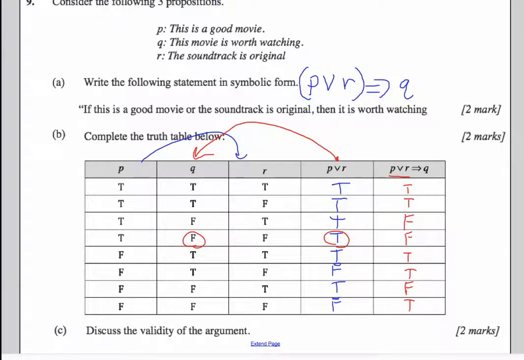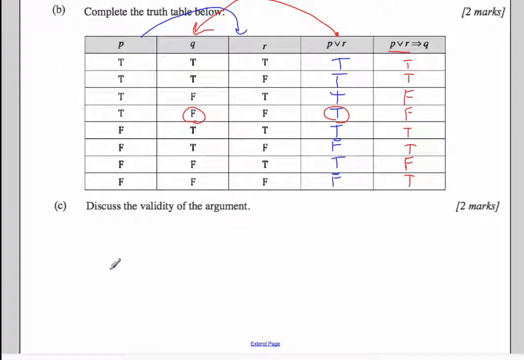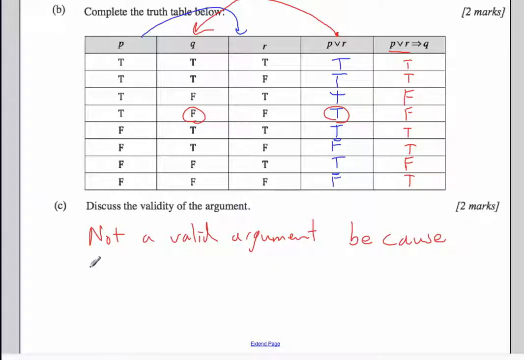Okay, discuss the validity of the argument. It's not a valid argument because it's not always true, or it's not a tautology because it's not always true.